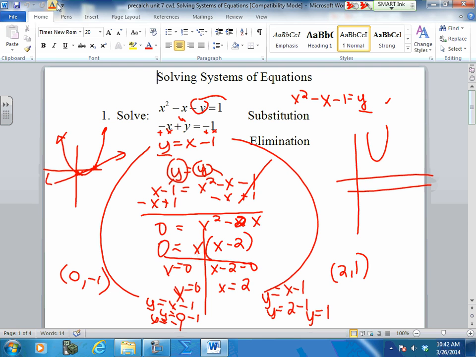And if you check in your table at the 0, -1, you should see 0, -1, -1 when your y's are the same. If you look at your x equals 2, you should see 2, 1, 1 where your y's are the same. So we found your solutions graphically, but our goal is to find them algebraically. That's one of the easier ways. By substituting, you can also do it a couple of different ways. Are you okay with this?